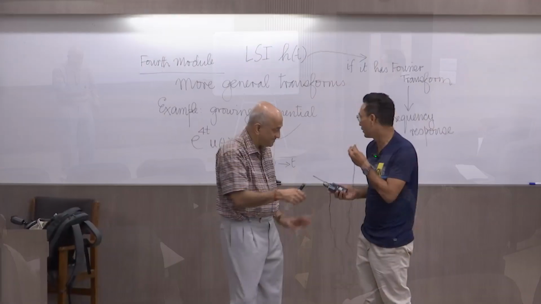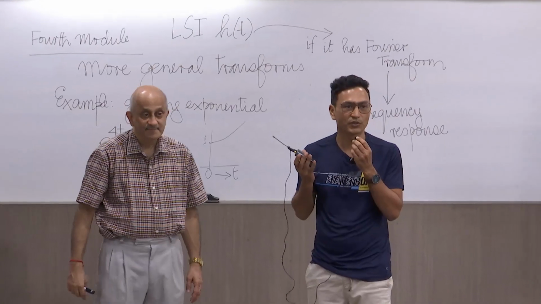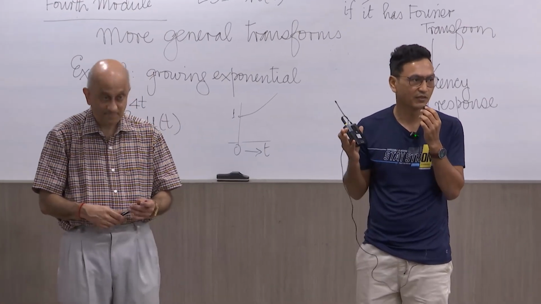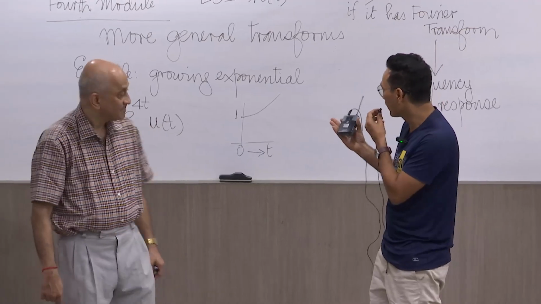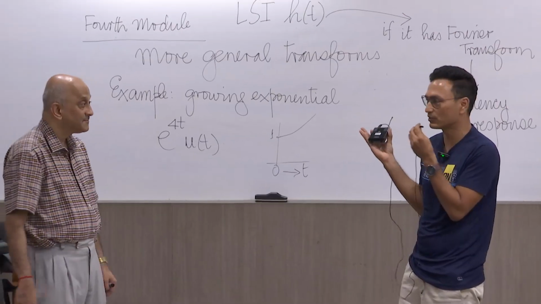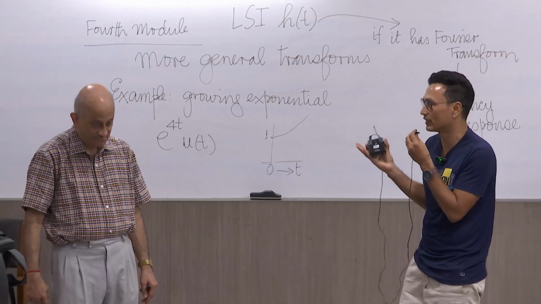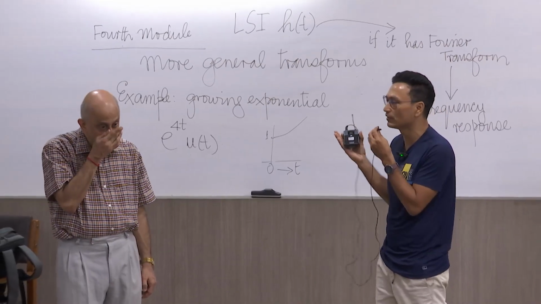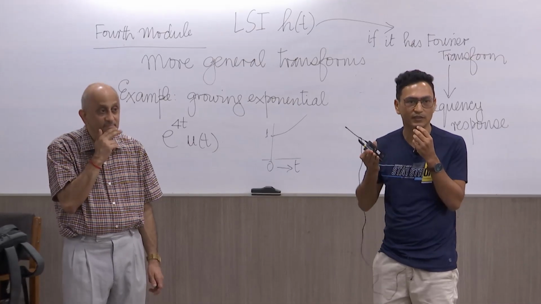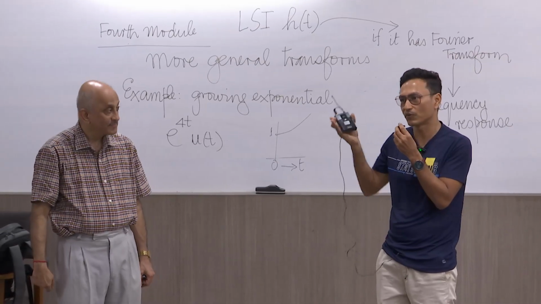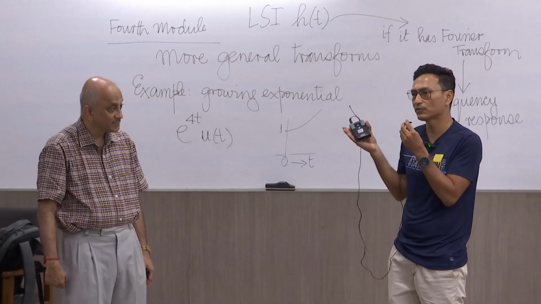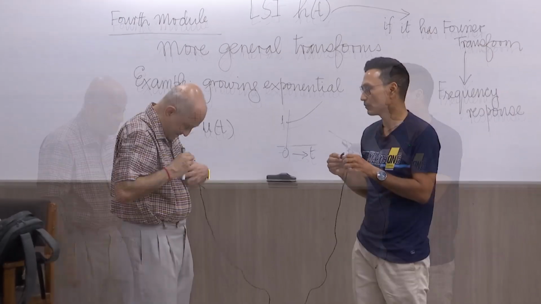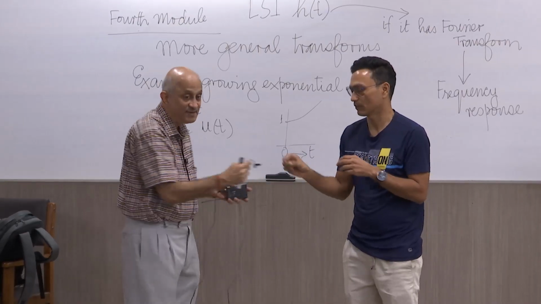As this signal is a growing exponential, if we multiply this with a decaying exponential, then it will decay. But suppose it is growing by 4, if I multiply with e to the minus 3, it will not decay. So we have to determine that particular constant for which it will decay. In Laplace transform, we find the region of convergence. That is the value of that constant for which our signal is converging. Yes, that's absolutely correct.